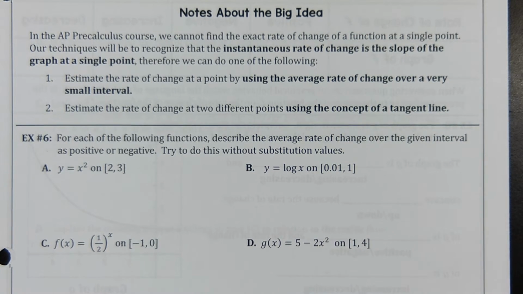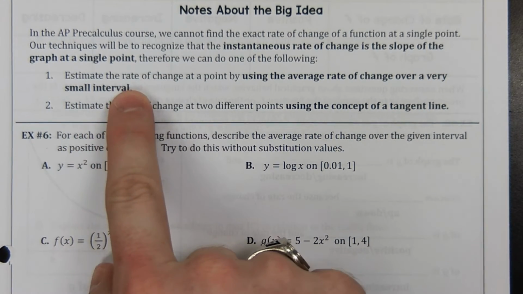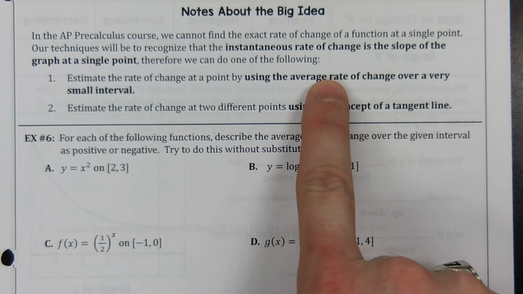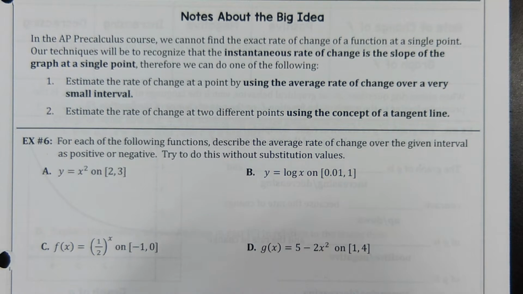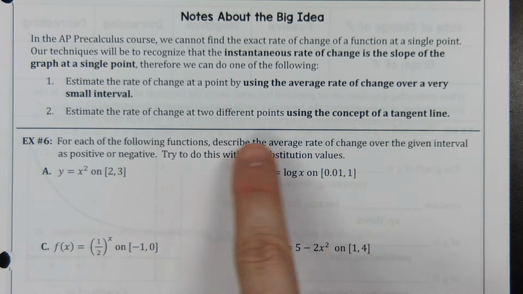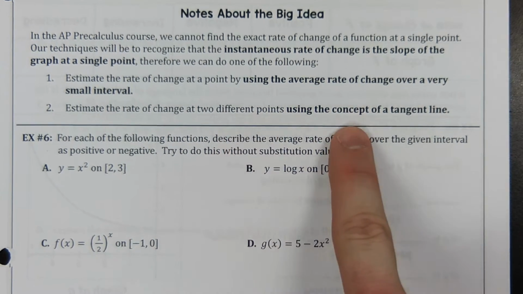So in the AP Precalculus course, we cannot find exact rates of change of a function at a single point. You'll be able to do that next year in calculus. It's actually pretty easy. Our techniques will be to recognize that the instantaneous rate of change is the slope of the graph at a single point. Remember, it's an estimate, but it's really accurate. We can estimate the rate of change at a point by using average rates of change over really small intervals. Or the other way of doing it is by using 2 points on what we call a tangent line.